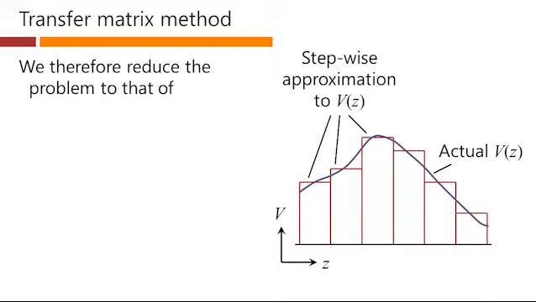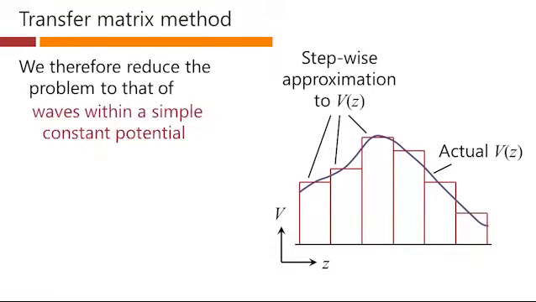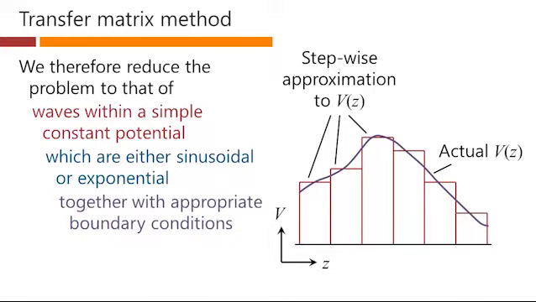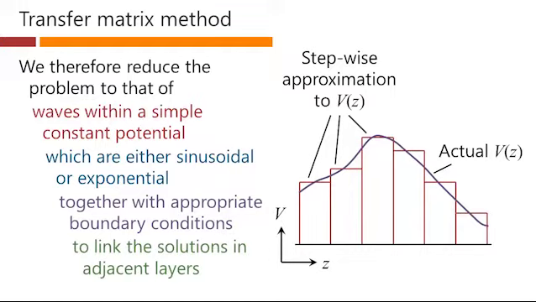We therefore reduce the problem that we're trying to solve to that of waves within a set of simple constant potentials, and inside those constant potentials the waves are either sinusoidal or exponential, together with appropriate boundary conditions as we go from one layer here to another. And we know how to solve any one of these little problems here, and we would be able to link the solutions in the adjacent layers.